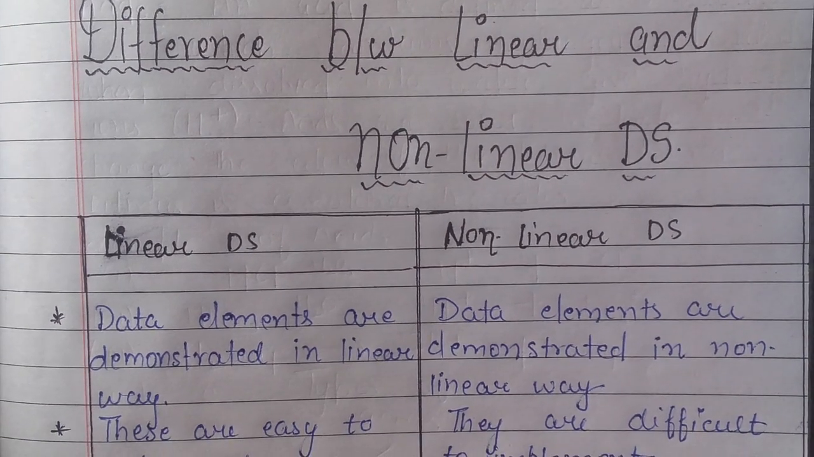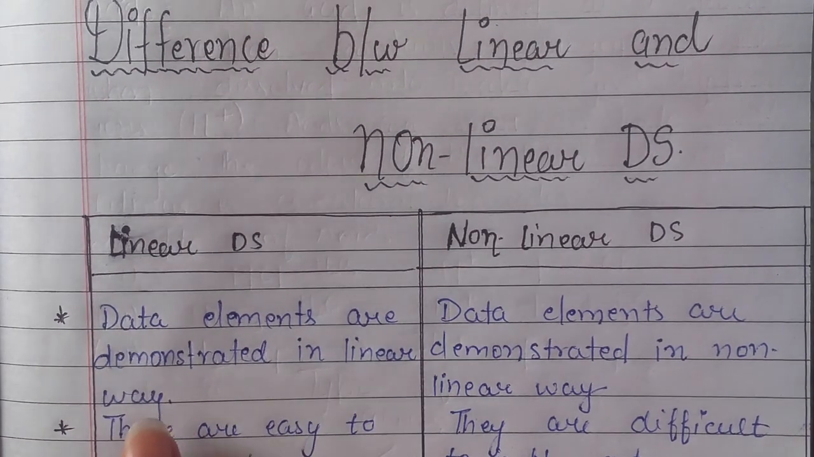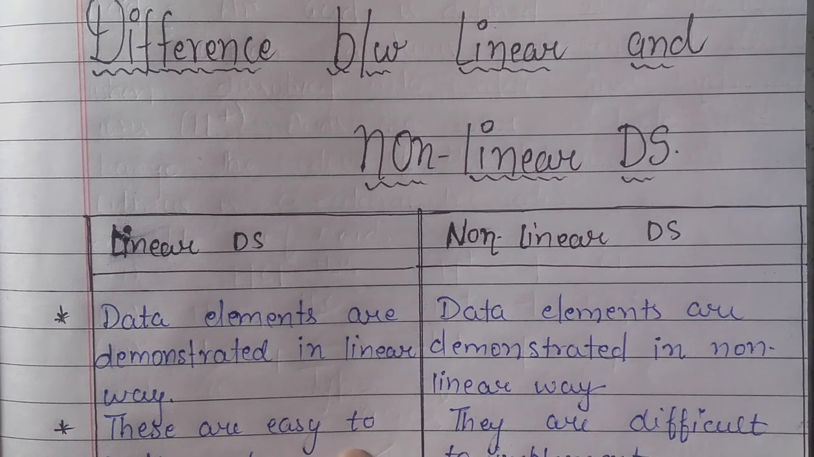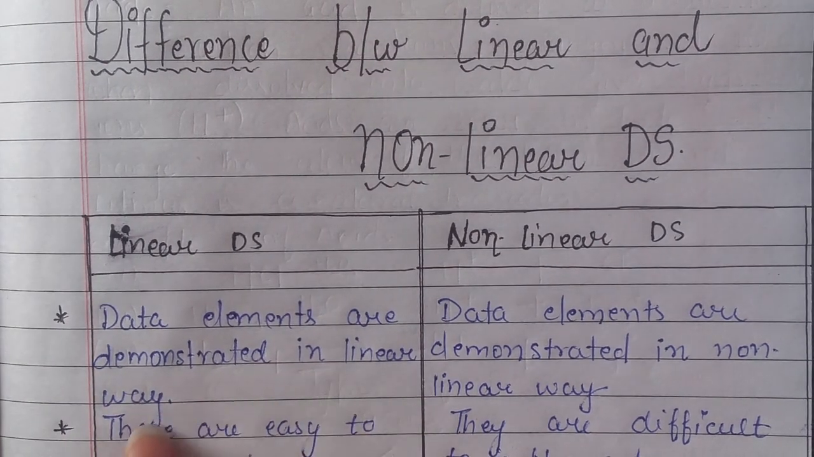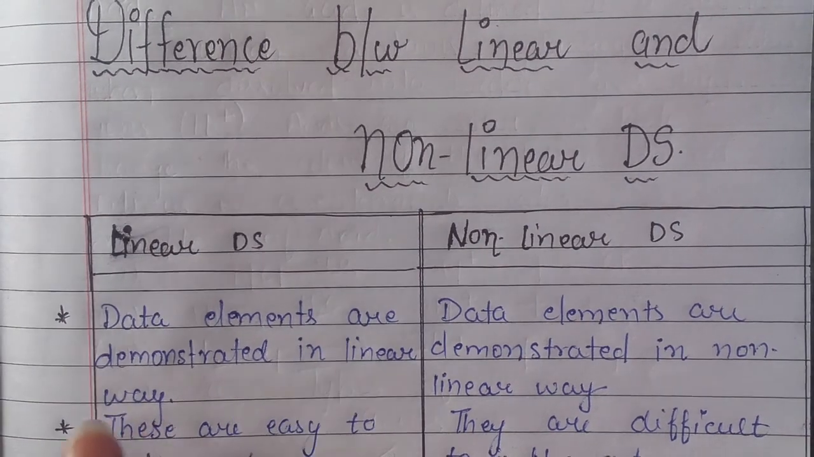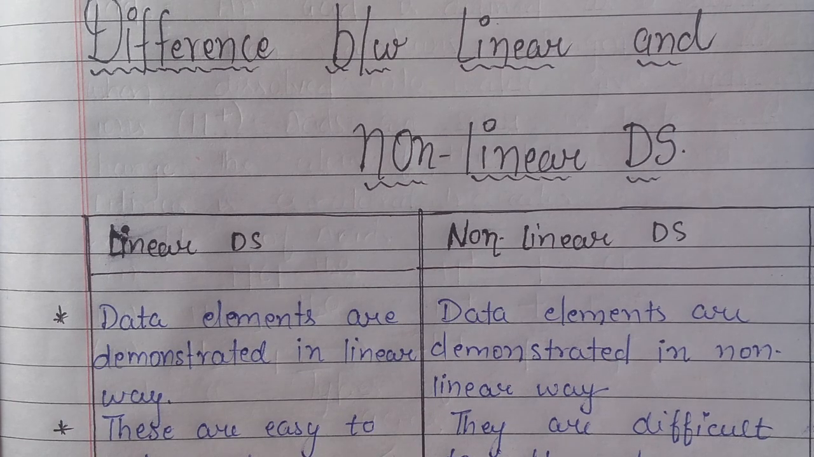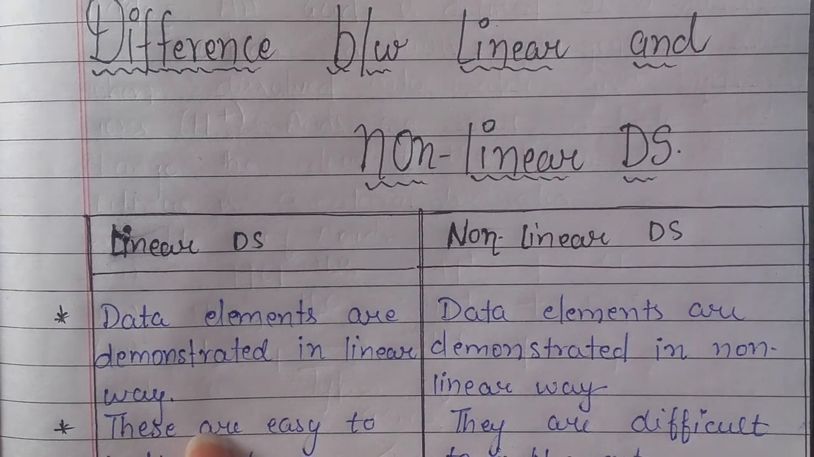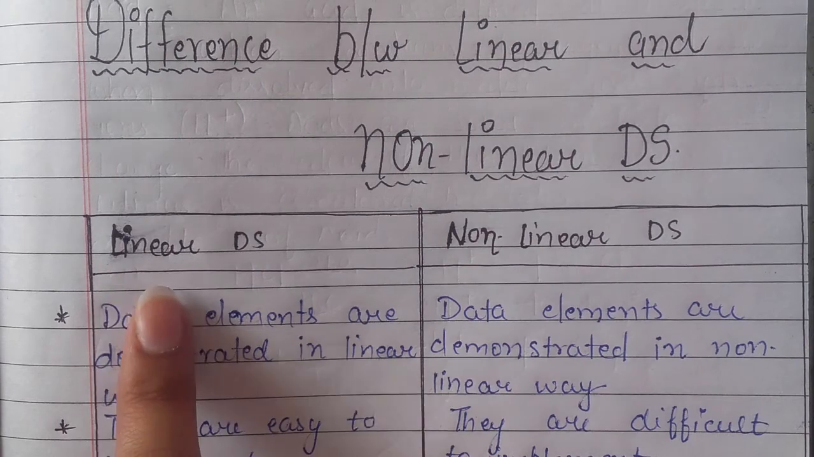The very first difference between these two is that in linear data structures, data elements are arranged in a linear way. We can take an example like arrays. The elements are arranged in a linear way, and they are also stored linearly in memory. So we can say that an array is a linear data structure. In a linked list too, although the elements get memory allocation dynamically, the elements are still connected in a linear way with each other. So we can say that a linked list is also a linear data structure.